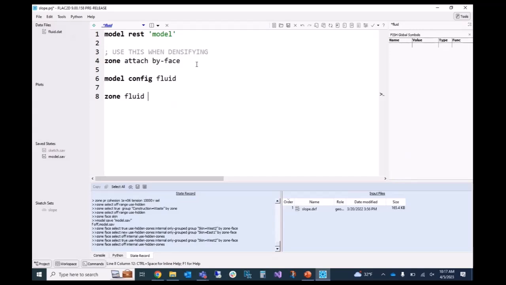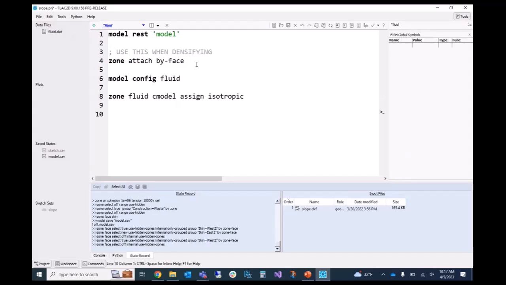Zone, fluid. Now, remember when I was talking about constitutive models, we also have constitutive models for fluid, and we also have constitutive models for thermal. There's just not that many of them. So for fluid, you basically have isotropic or not isotropic. So either the permeability is the same in all directions, or the permeability is not the same in all directions. In theory, you could always just say anisotropic and give different permeabilities. You could theoretically give the same permeability in each direction and get the same answer. But just to save us on typing, we can say zone fluid cmodel assign isotropic. Now we just have to give one permeability, and it assumes that it's the same in all directions, right?